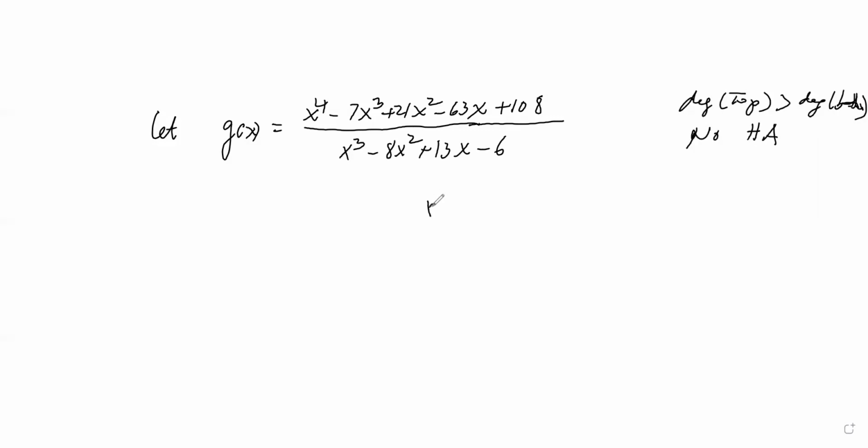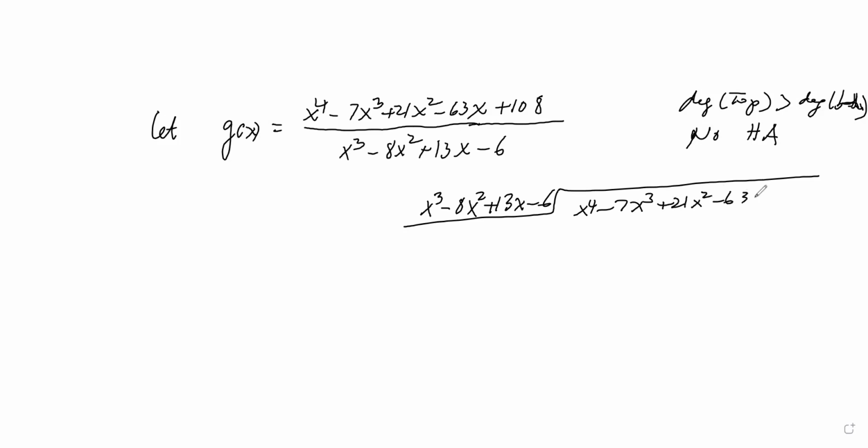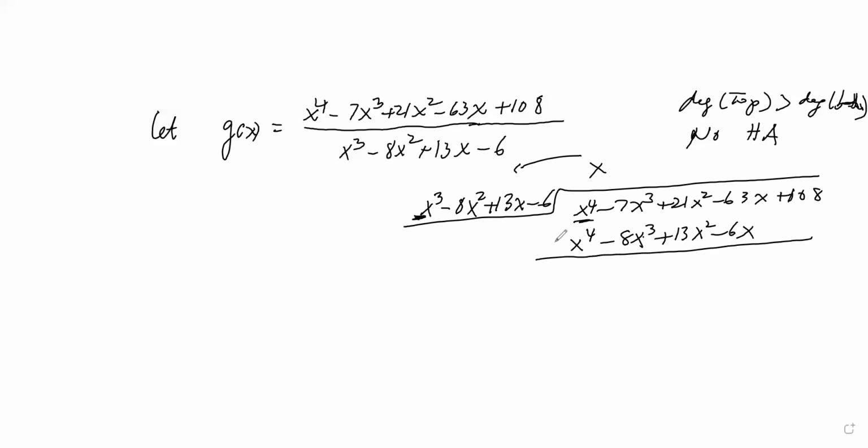So I'm just going to take the bottom one as the divisor, and the top is the dividend. So I will divide, and the quotient will be the slant asymptote. When we do that, we just divide the first terms, so that's x, and then x times x to the 4 minus 8x cubed squared minus 6x, and then change the sign: negative, positive, negative, positive. So this cancels, and we'll get x cubed here.